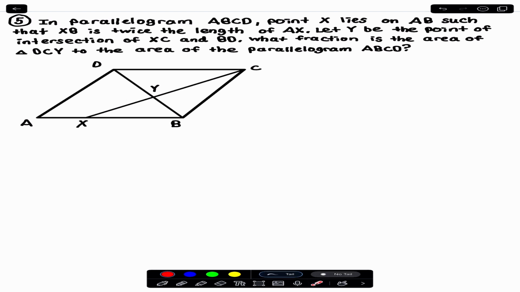This time we have a parallelogram, ABCD. Point X over here lies on AB such that XB is twice as long as AX. Let Y be the point of intersection of XC and BD, so these two meet at a point, Y. This time they're asking for what fraction is the area of triangle DCY, so that would be this one, to the area of the parallelogram. So basically, of the parallelogram, how much space is this triangle taking up?